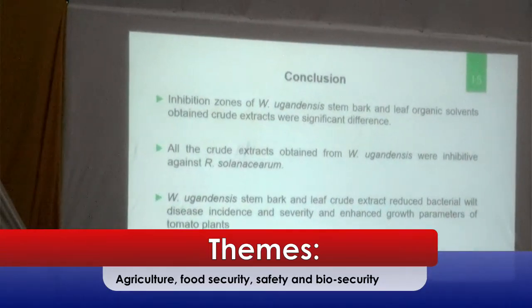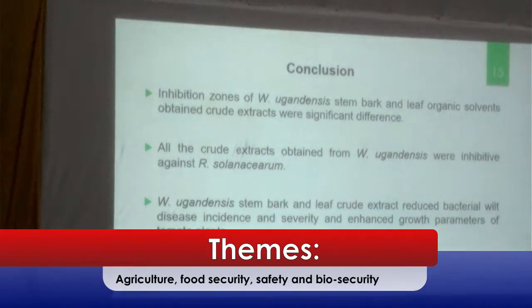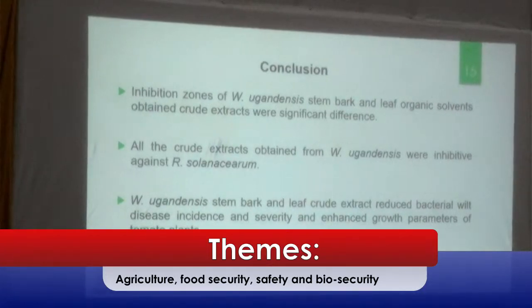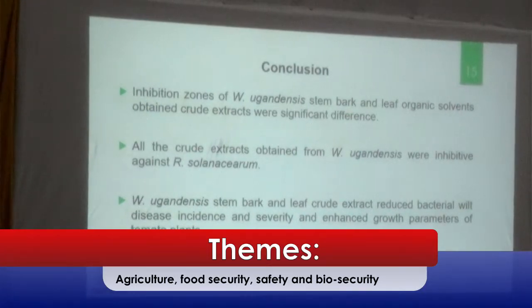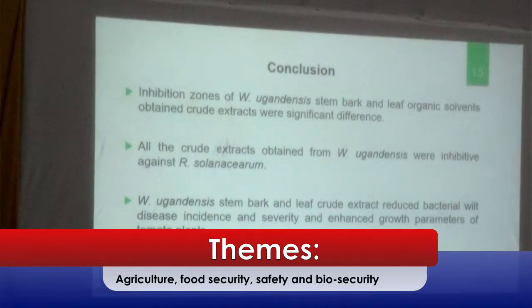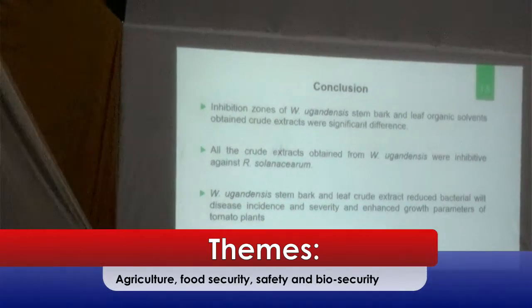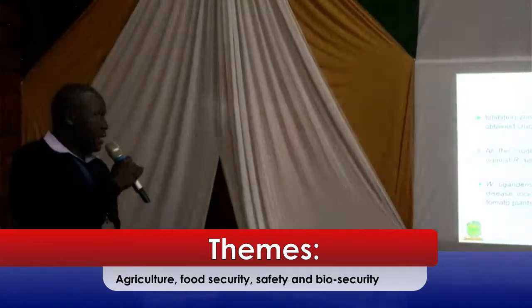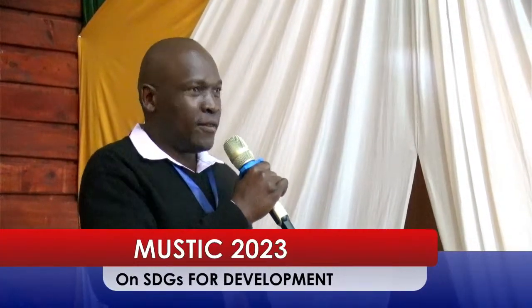Conclusion: the inhibition zones of Warburgia ugandensis stem bark and leaf organic solvent extracts obtained were significant. All the crude extracts obtained from Warburgia ugandensis were inhibitive against Ralstonia, and the Warburgia ugandensis stem bark and leaf extracts reduced the bacterial wilt disease incidence and severity.